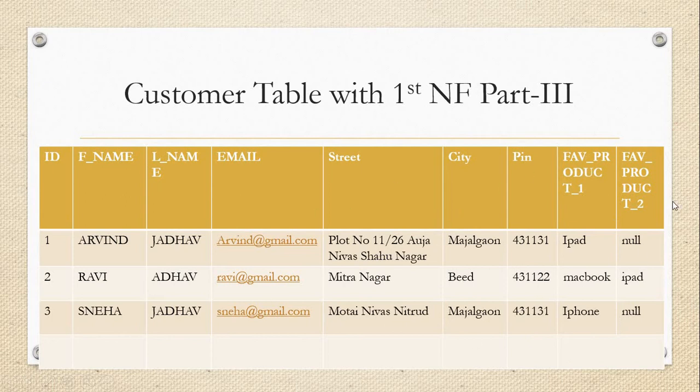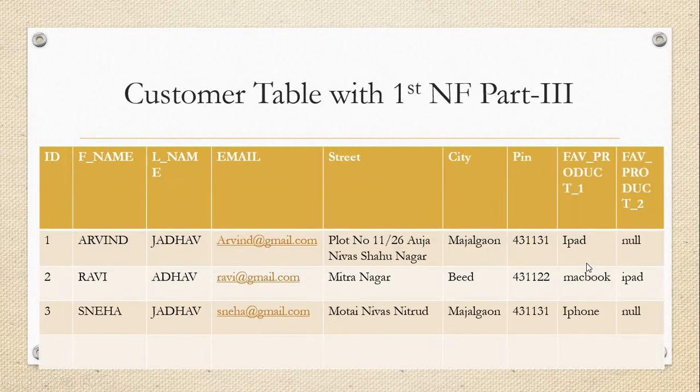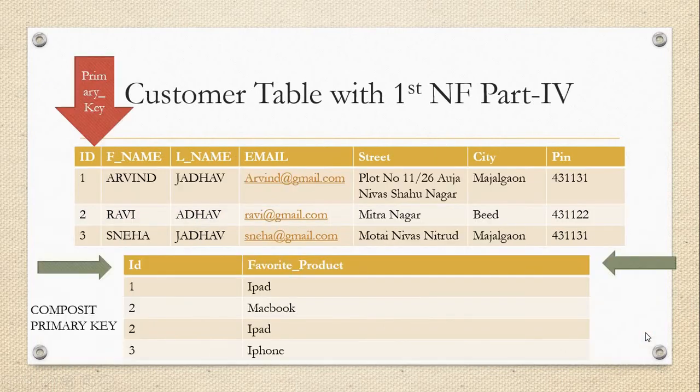So there was a problem of multiple values. We resolved that problem with the first NF, but we still have another problem of null values. We need to resolve that problem, and there is a solution. So see, the primary ID is a primary key, in the customer table with first NF part 4.